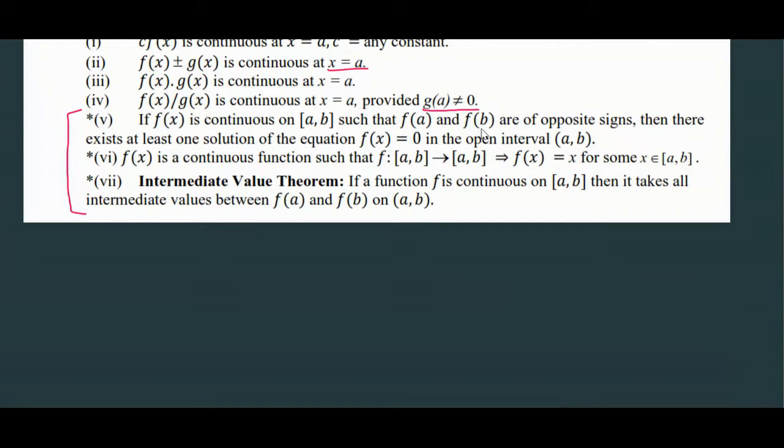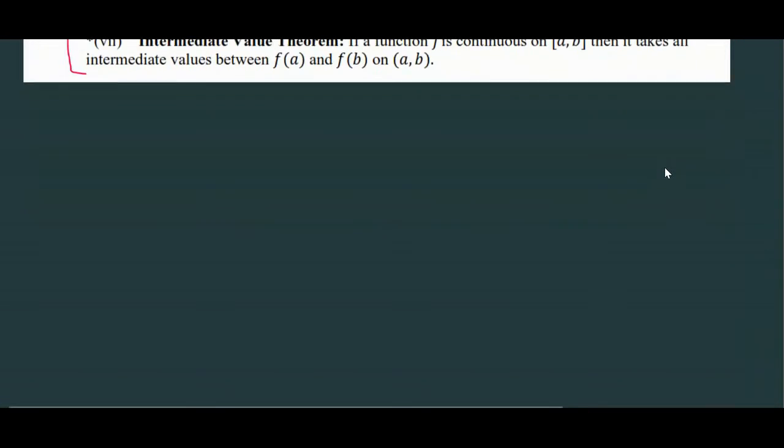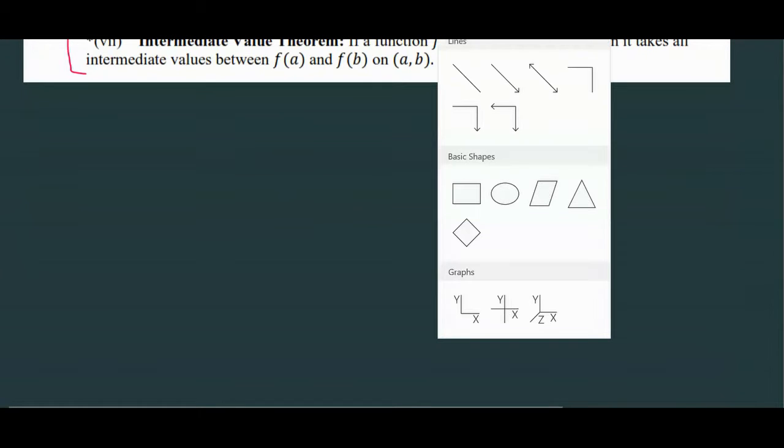such that f of a and f of b are of opposite signs, then there exists at least one solution of the equation f of x equal to 0 in the open interval (a, b). So here we have, let's say, you can have a negative sign also.